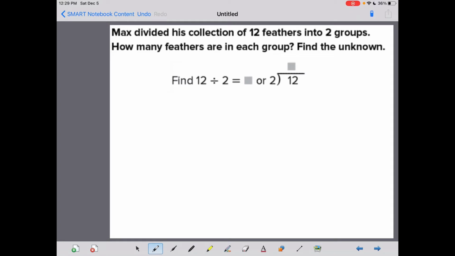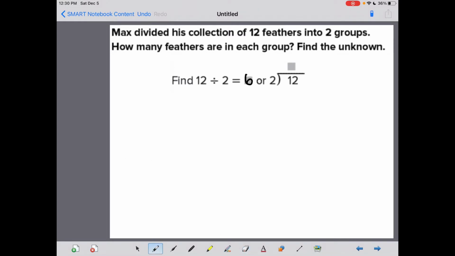Max divided his collection of 12 feathers into 2 different groups. I know he has 12 feathers total. He's dividing them into 2 different groups. We want to find out how many feathers are in each group. So we're finding the unknown. So I'm going to take my 12 feathers and I'm going to think about it. What's half of 12? I know half of 12 is 6. So if I knew what half of 12 was, I could just say 12 divided by 2 is 6. Voila.